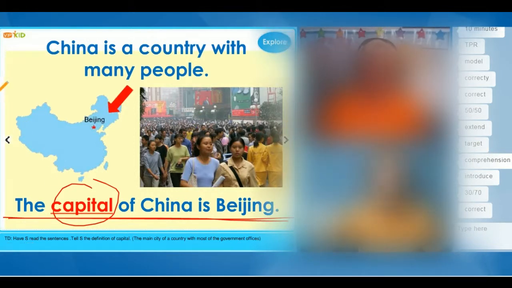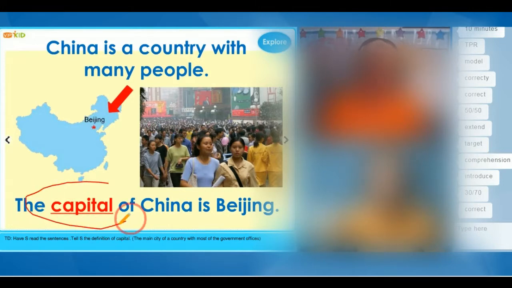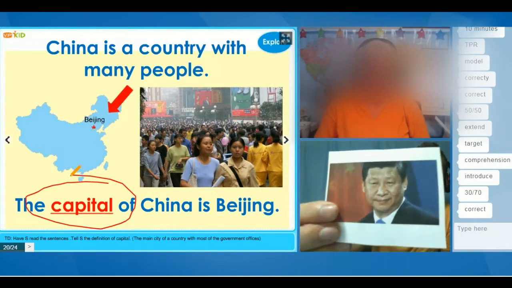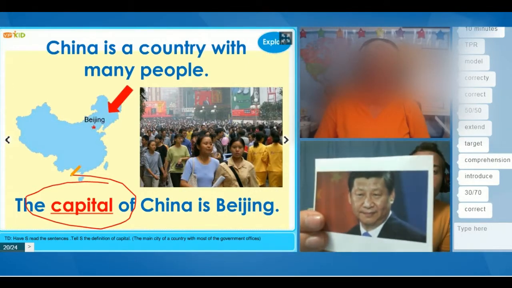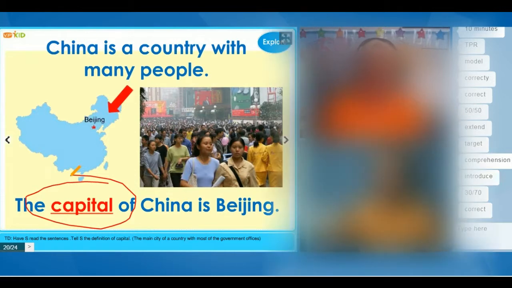A capital is the main city of a country where the president works. Yes. Okay.